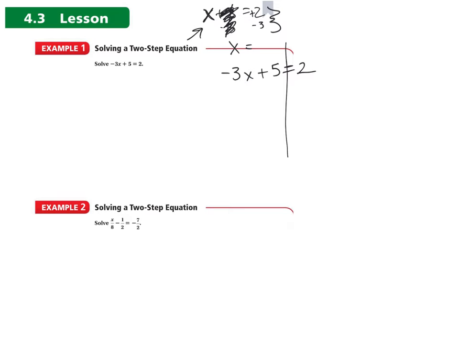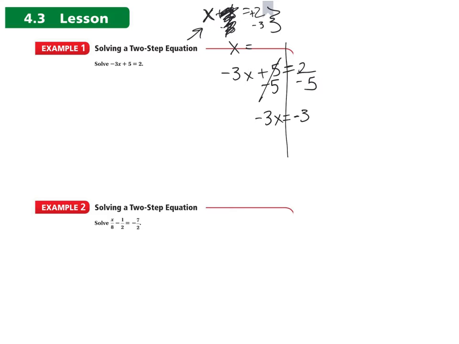So let's do that. We're going to subtract 5 from both sides. Those go away, and I am left with negative 3x. And I have 2 minus 5, or positive 2 and a negative 5, different signs subtract. Keep the sign of the bigger number, then you'll be exact, okay?